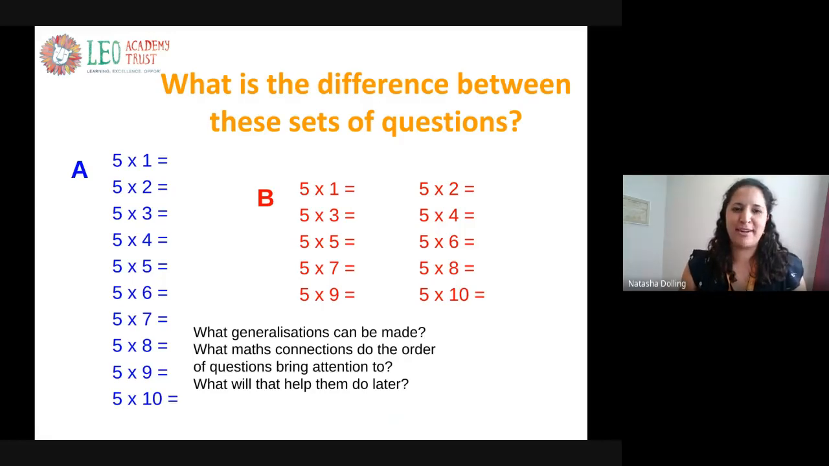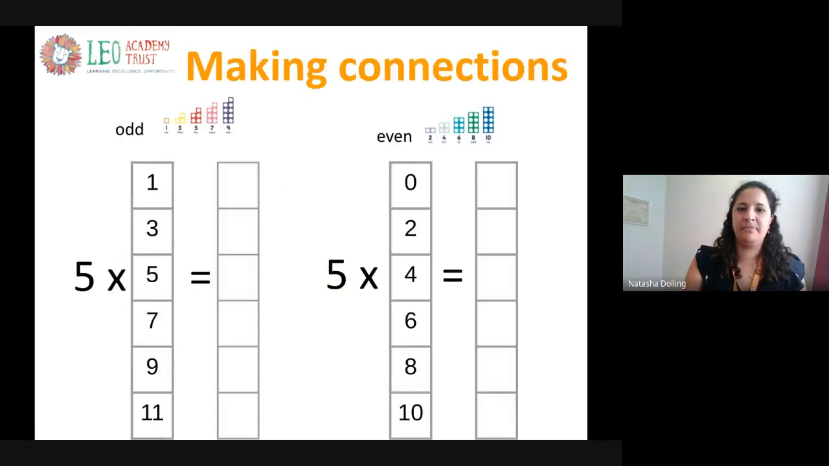Now, if we're in a room together, I'd be able to heckle you guys and ask you questions. I can't do that. So what I would be asking you is, which set do you think is going to lead to mathematical thinking? Which set do you think is going to lead to making connections or making generalizations? And what I hope you would say is that set B draws attention to the relationship, in this case, of 5 times an odd number, ending in 5, versus 5 times an even number, ending in 0.